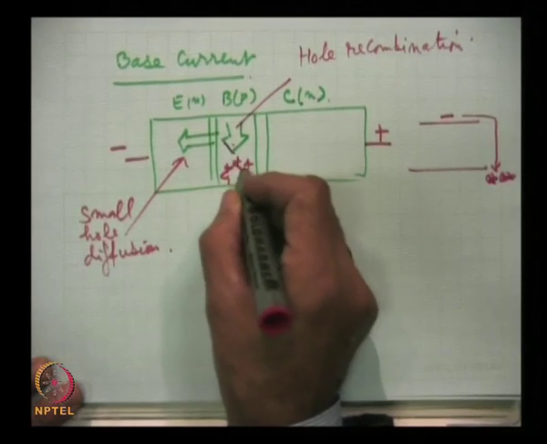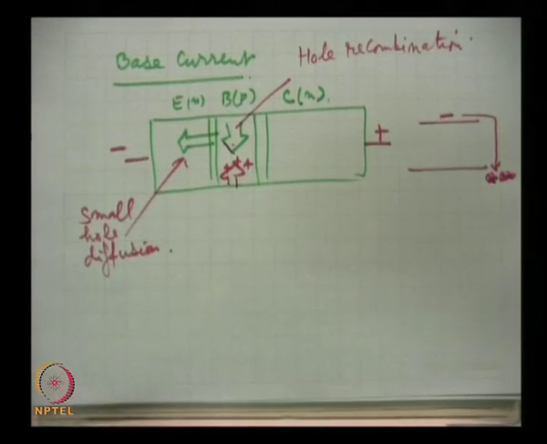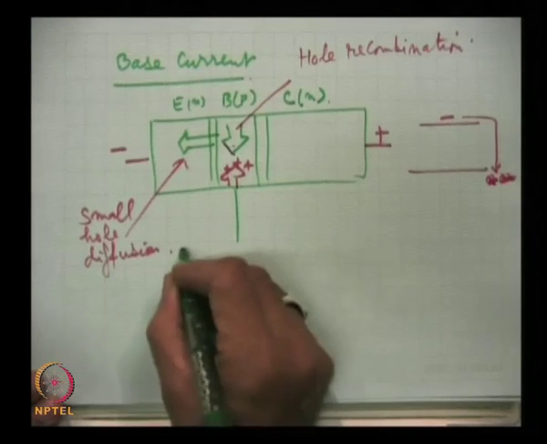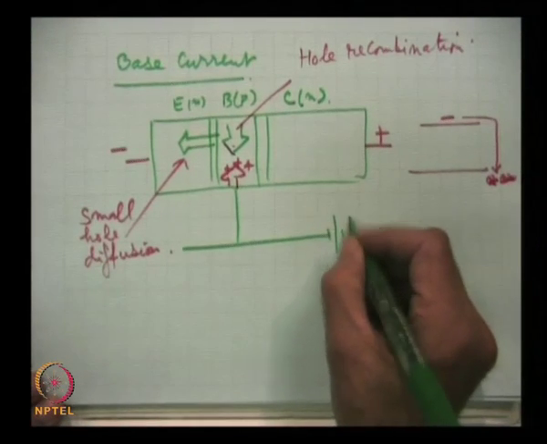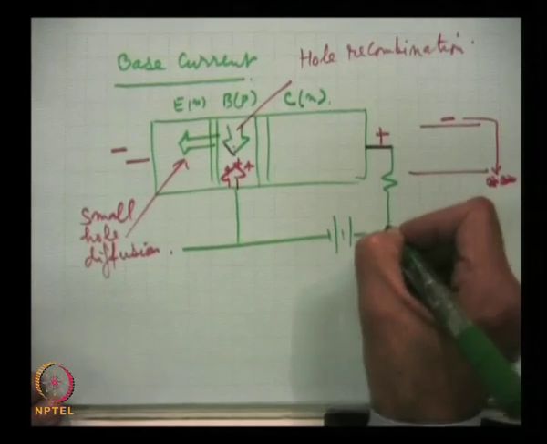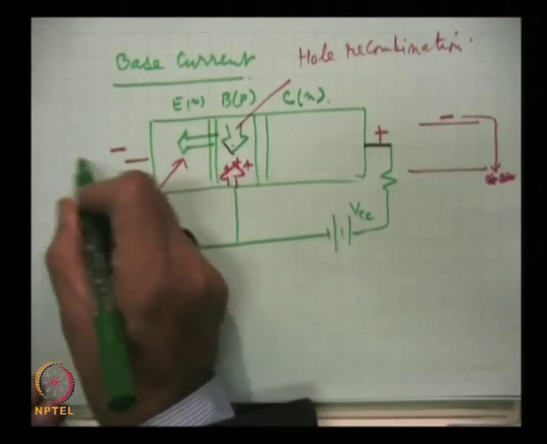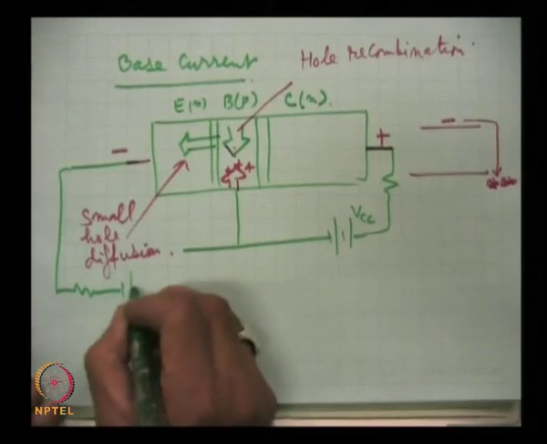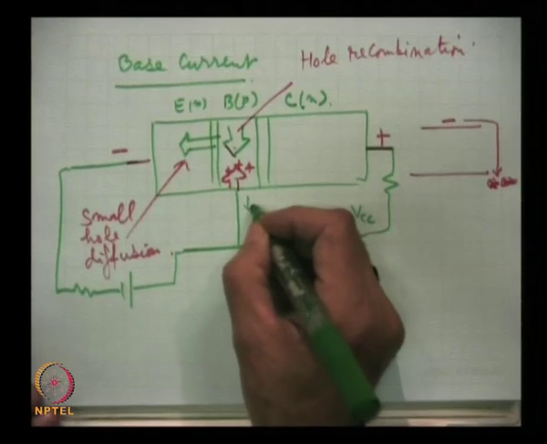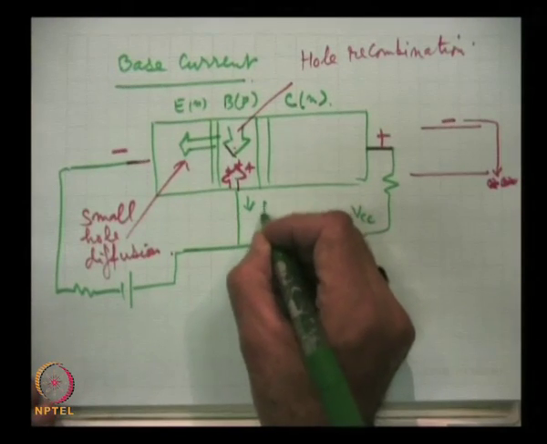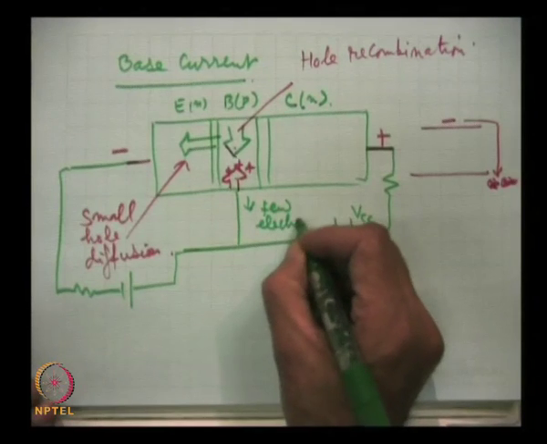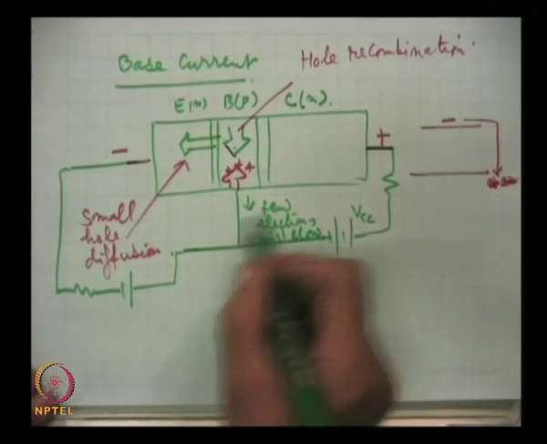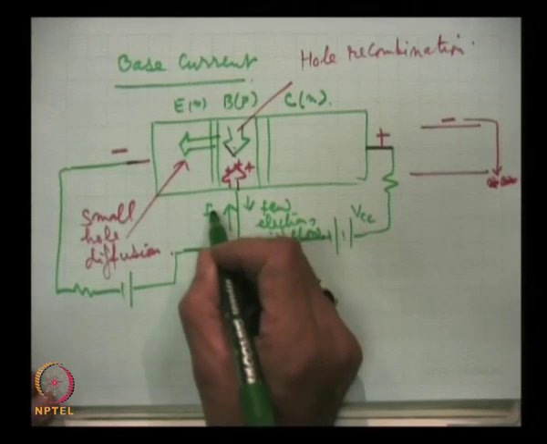pumping. Either you can say that holes are injected, and this injection of holes is by removal of electrons. So, few electrons will flow, and that will constitute current IB, what we call IB.